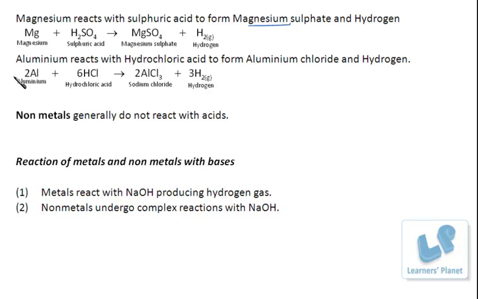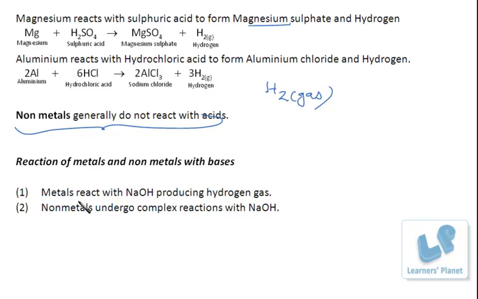Likewise, aluminium reacts with hydrochloric acid to form aluminium chloride and hydrogen. See here, this is aluminium. It is reacting with hydrochloric acid, forming aluminium chloride and hydrogen. So do remember, whenever metals react with acid, what is evolved is hydrogen gas. And in the case of non-metals, they generally do not react with acids.